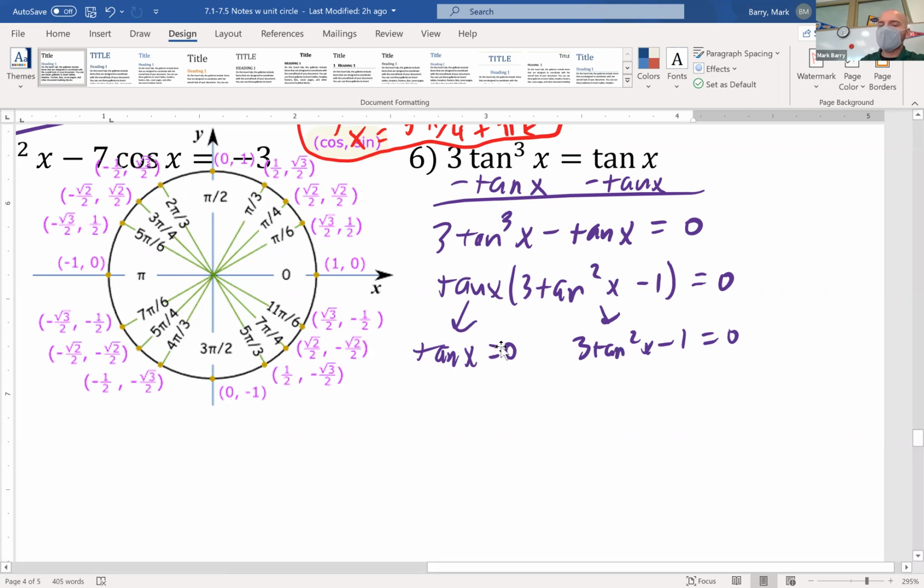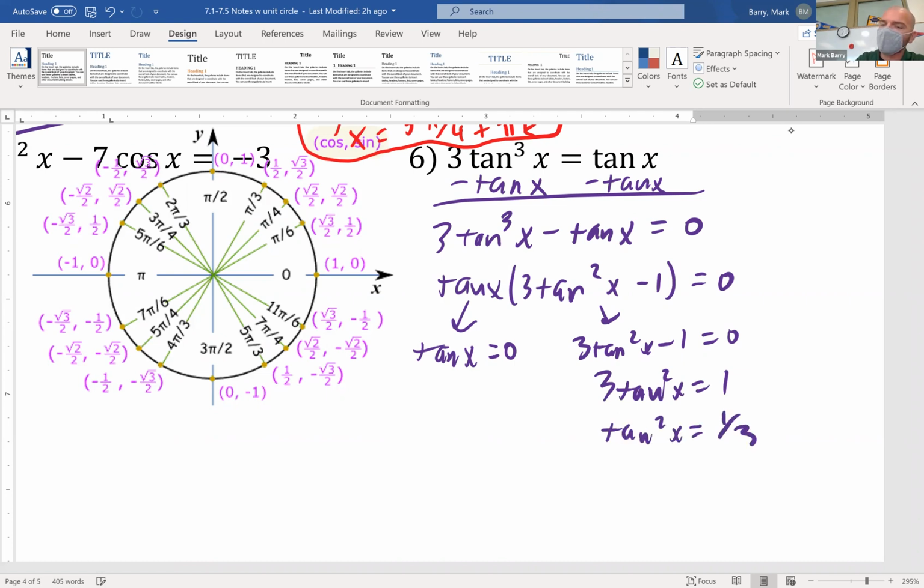Now I need to isolate tan x on both of these. Now the first one, it's already done for me. Tan x equals 0, done. This one, I'm just going to say 3 tan squared x equals 1. I'm going to say tan squared x equals 1 over 3. Divide the 3 over.